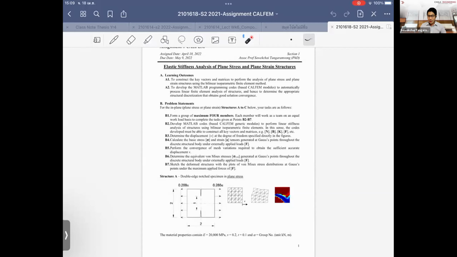And let me show you later on. CalFEM is very good. The package is very simple and it's very clear, transparent from code to code. They have different functions.